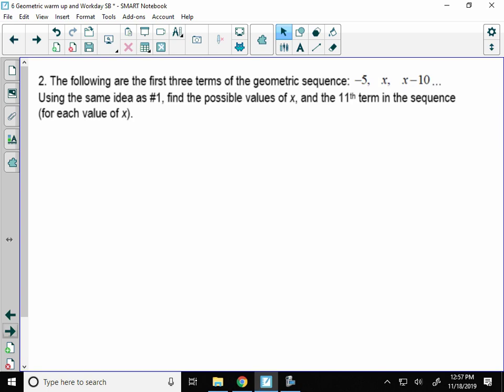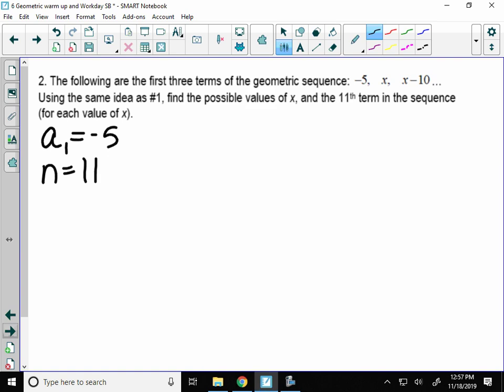Same idea, but challenging. So we have the first three terms of this sequence are -5, x, and x minus 10. All right, we want to find the value for x, or values, there might be more than one, and the 11th term of that sequence, as a number, not as an x. So let's write what we know. We know the first term is -5. Correct? And we know we're looking for term 11. So we know n will be 11.